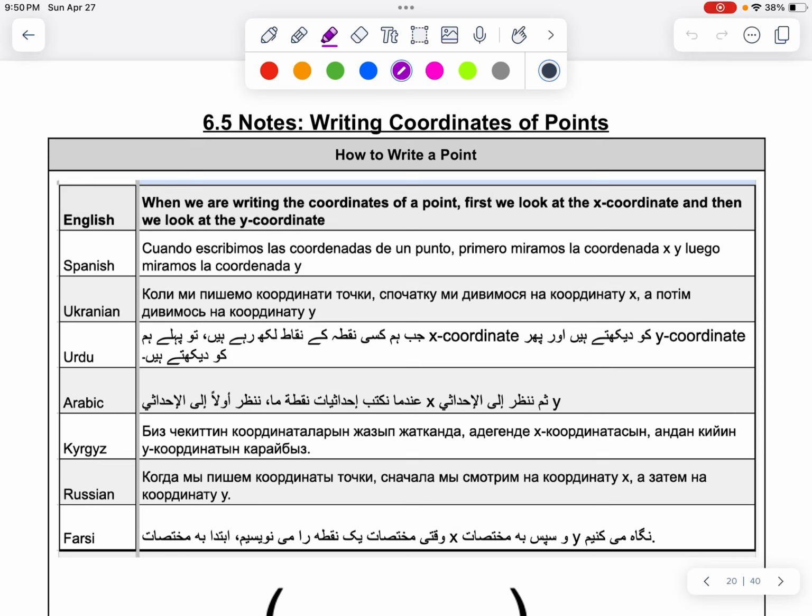Hi everybody! In this video, I'm going to be going through the notes for lesson 6.5, and the idea today is about writing coordinates of points. When we are writing the coordinates of a point, first we look at the x coordinate and then we look at the y coordinate.